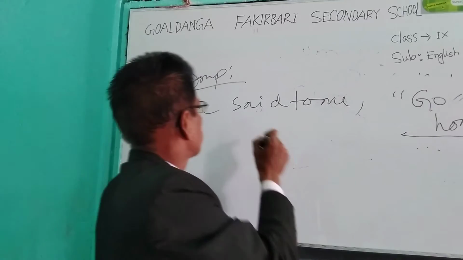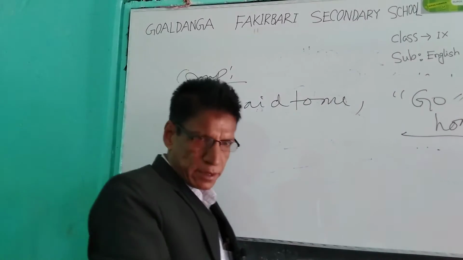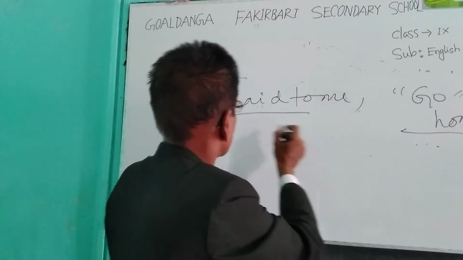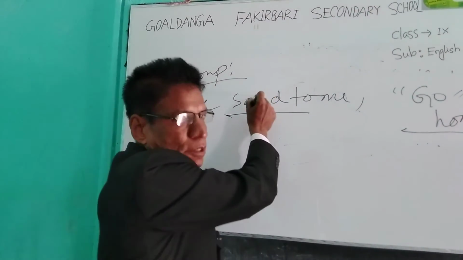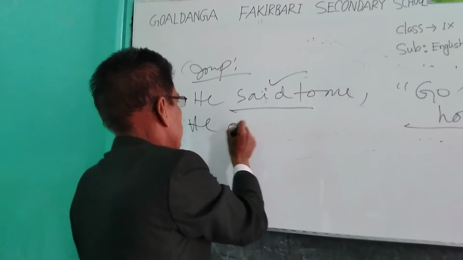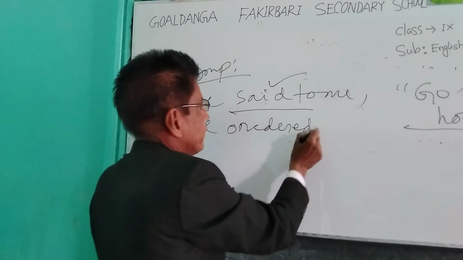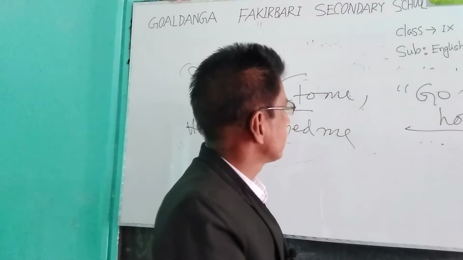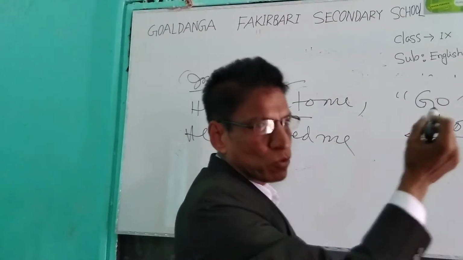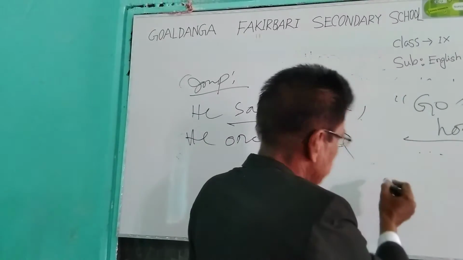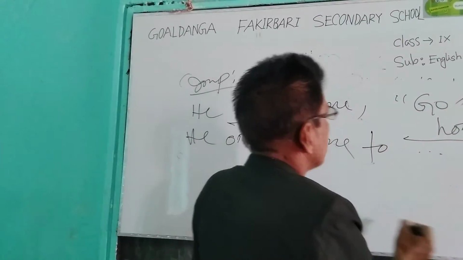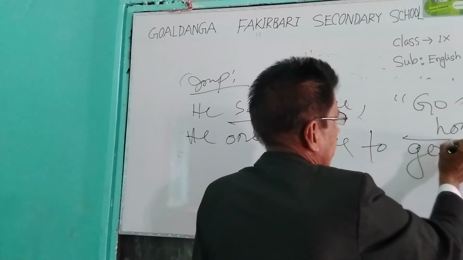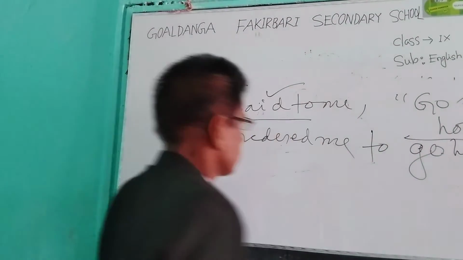So the rule of changing from direct to indirect speech in this sentence is that we can use ordered instead of the reporting verb. He ordered me. That is omitted in this sentence, and we have to use to instead of the comma and quotation marks. That's why we can use to, and the rest of the sentence, go home. Okay, understand my point?